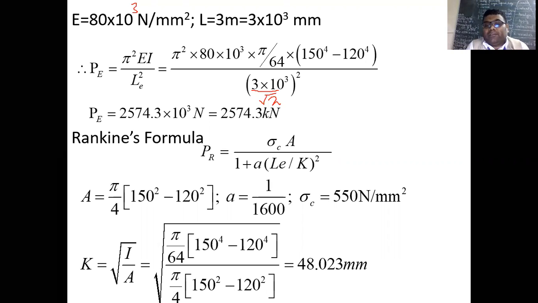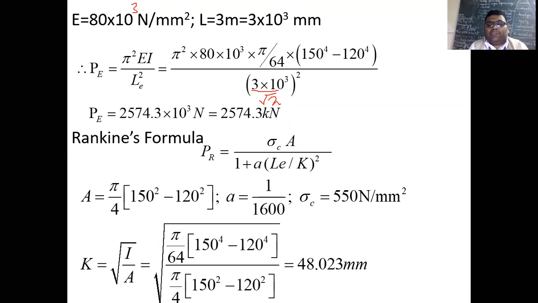So just do that, 3 into 10 to the power 3 upon root 2 whole square. And finally, the Euler crippling load will be 2574.3 into 10 to the power 3, and if we convert it to kilonewton, that's 2574.3 kilonewton. So we have calculated the Euler crippling load.